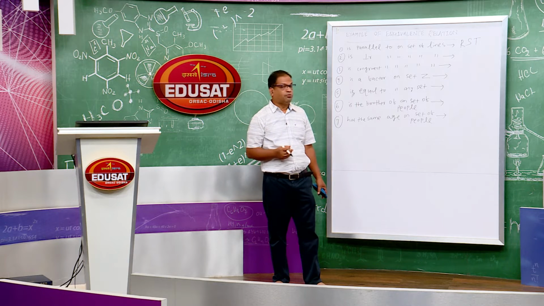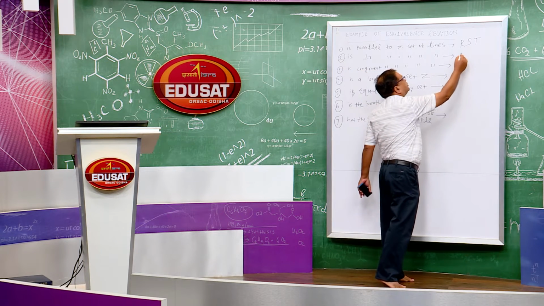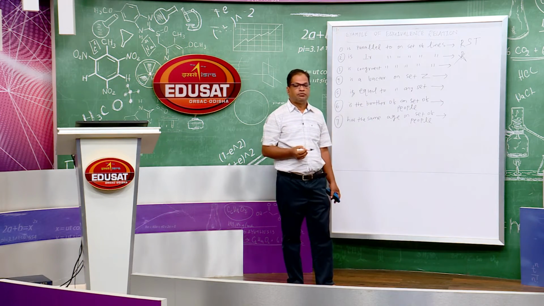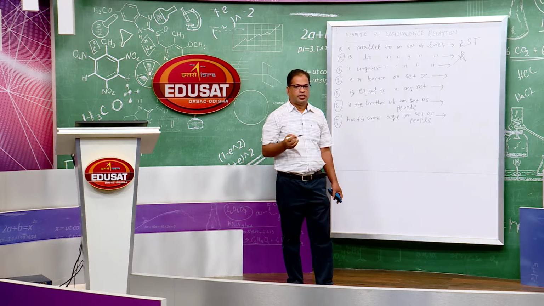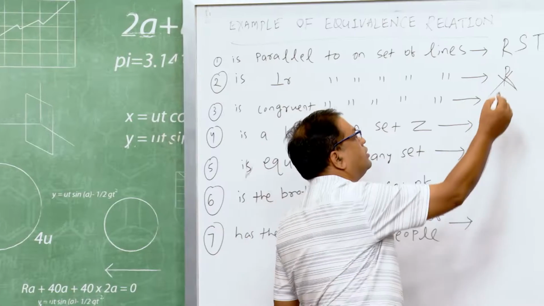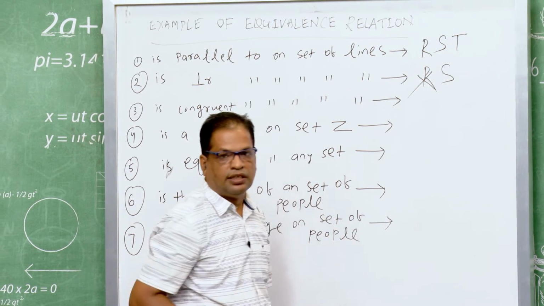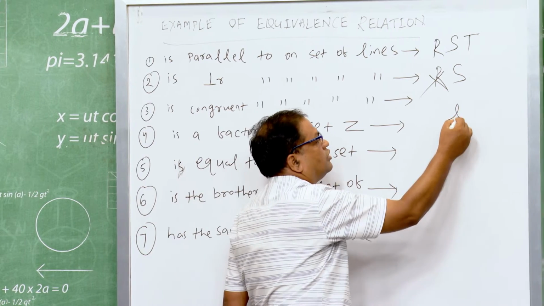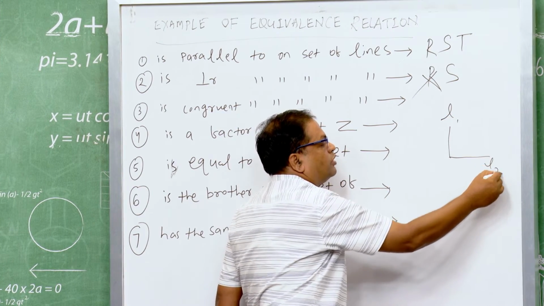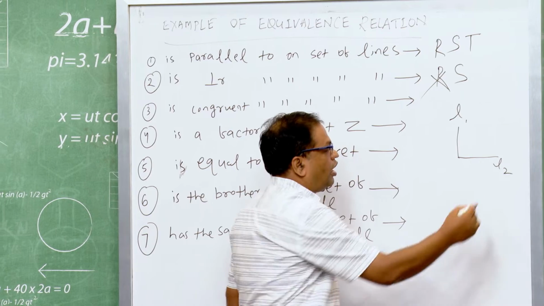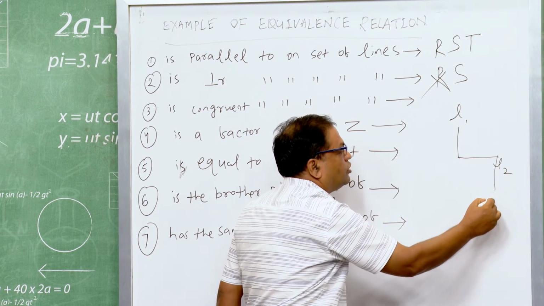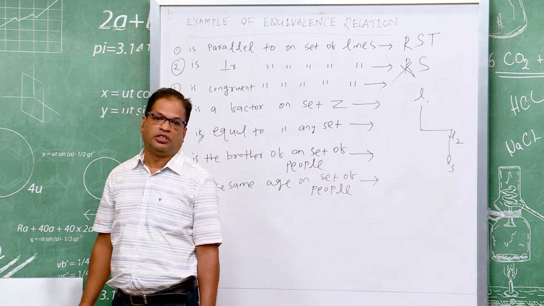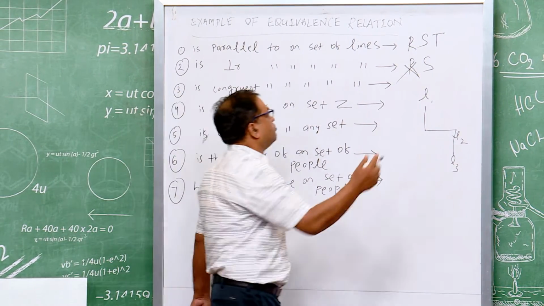Next is "is perpendicular to" on the same set of lines. No line is perpendicular to itself, so this is not reflexive, and it is symmetric because if L 1 is perpendicular to L 2, then L 2 is also perpendicular to L 1. Next, whether it is transitive: L 1 is perpendicular to L 2 and L 2 is again perpendicular to L 3. Then L 1 is not perpendicular to L 3, this is of course in 2D, not in 3 dimensions. So, this is not transitive.